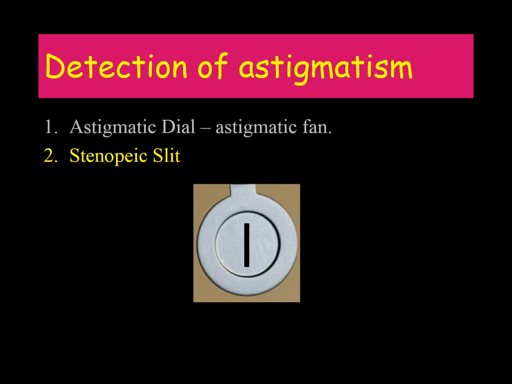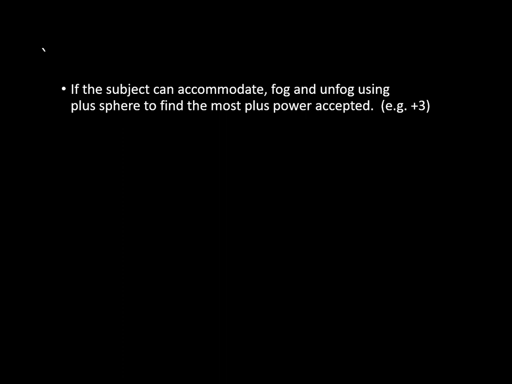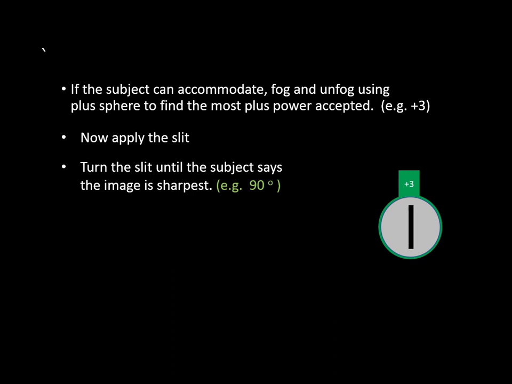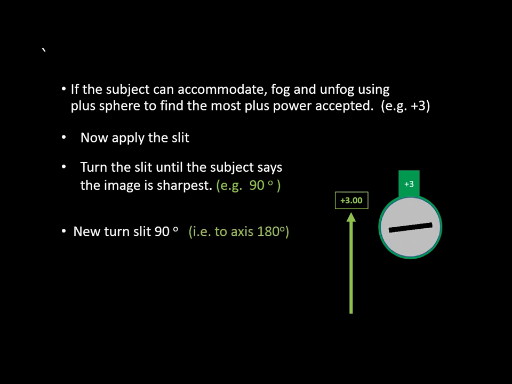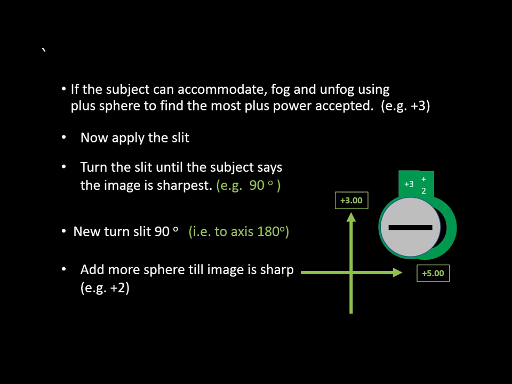Again, we can detect astigmatism using a stenopeic slit. We fog the patient, so we avoid accommodation, say we fog him with +3. Then we apply the slit in front of him, and gradually we start to rotate it and ask the patient when he will see clearly. Suppose he chooses that he gets a clear image when the slit is vertical. Now we know that this meridian is corrected by 3. Now we turn the slit 90 degrees and add more lenses till he can see clearly. Imagine by adding +2, he says that it's clear now. Now we know that our patient has an astigmatism of 2 diopters.